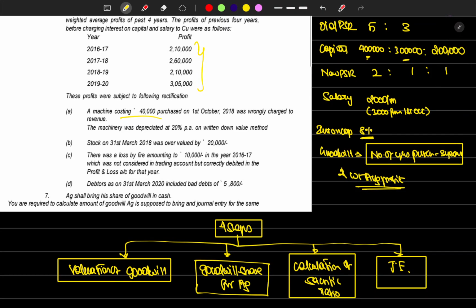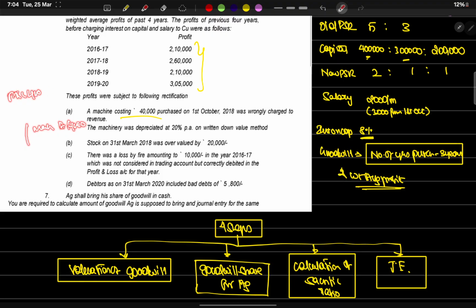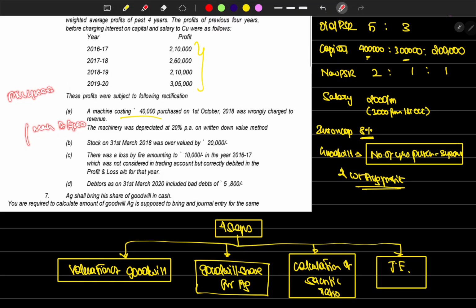What they have told: machine costing 40,000 purchased on 1st October was wrongly charged to the revenue. Wrongly charged means they have reduced the P&L, means they have treated the machine as an expense. If the machine has been treated as an expense, we are showing the machine under the asset part as 40,000, but we have reduced the P&L by 40,000. So we have to reduce from here and add back to the asset area.